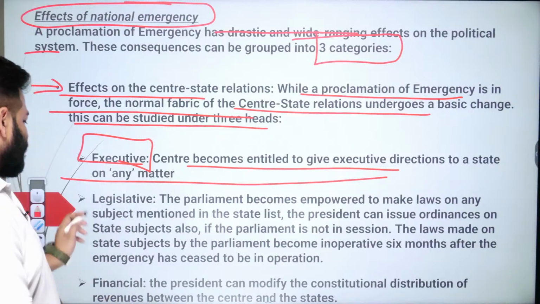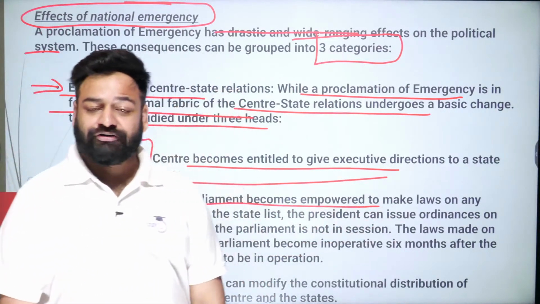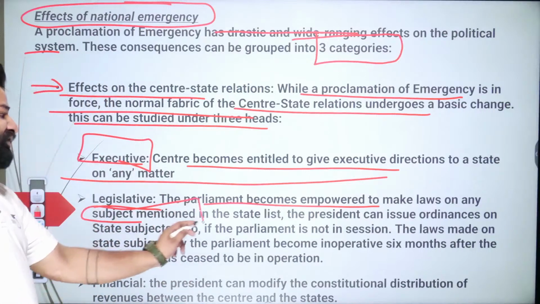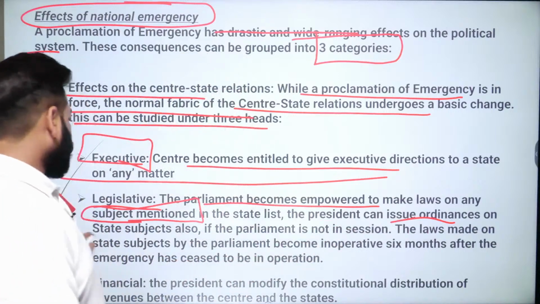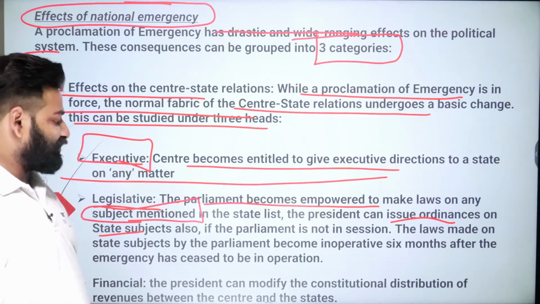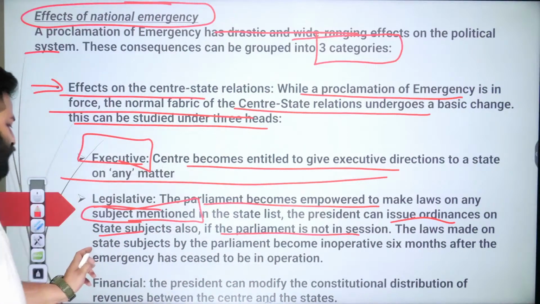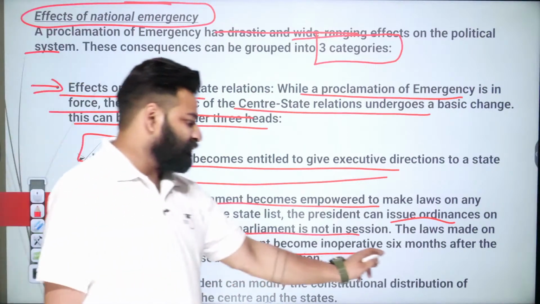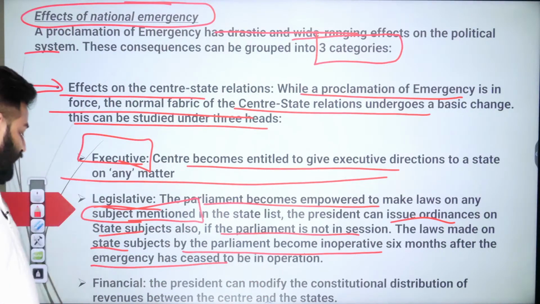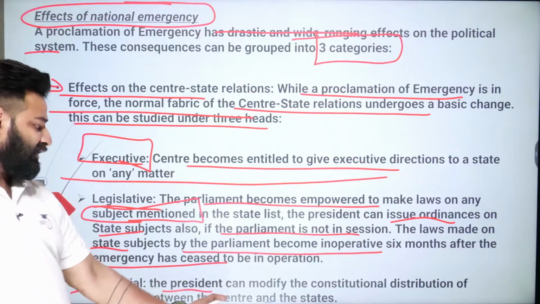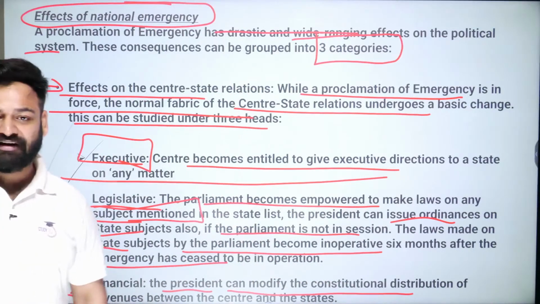Second, legislative. The parliament becomes empowered to make laws on any subject mentioned in the state list. The president can issue ordinances on state subjects as well, if the parliament is not in session. The laws made on state subjects by the parliament become inoperative 6 months after the emergency has ceased to operate. And third, financial. The president can modify the constitutional distribution of the revenues between the center and the states.